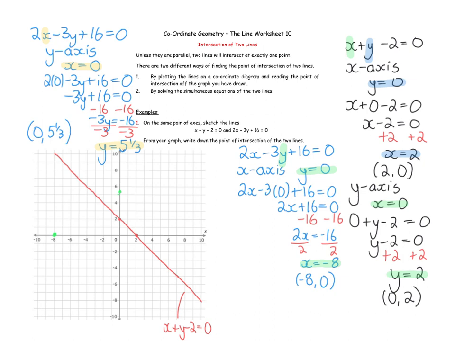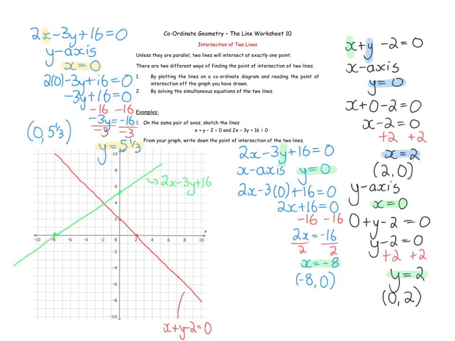The final thing we need to do here is join the points together, so we'll get something similar to this. Making sure you're going through each point and out the other side, and that's again labelled. So this line is 2x minus 3y plus 16.